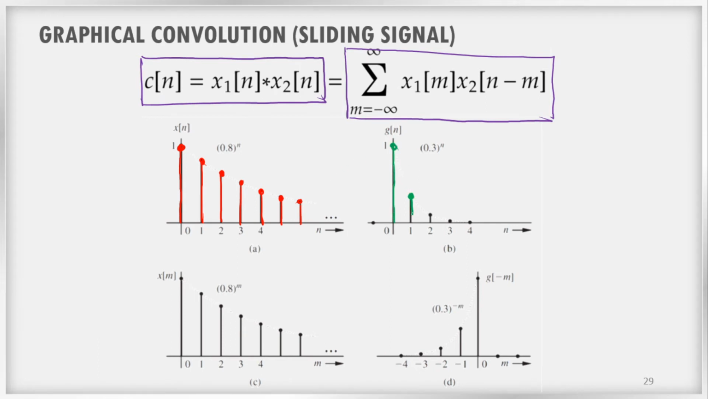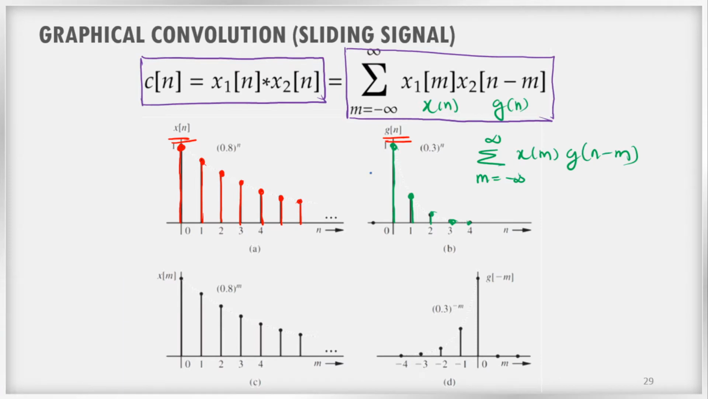According to this equation, I have to perform some operation. This is our x of n and this is our g of n. How can we write our equation? I can write the summation m is equal to minus infinity to plus infinity of x of m into g of n minus m. This is how I can write the equation. Now this is actually g of n and x of n, but what we need is x of m and g of n minus m.